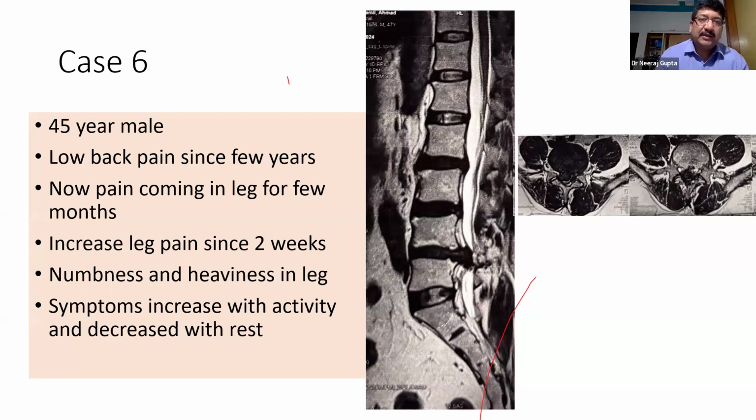We need to educate the patient that such complications can occur if the surgery is done at the cervical or dorsal level, but at the lower levels these complications are usually not there, and the surgeries are safe.